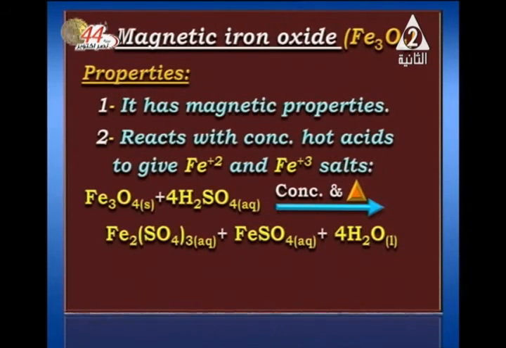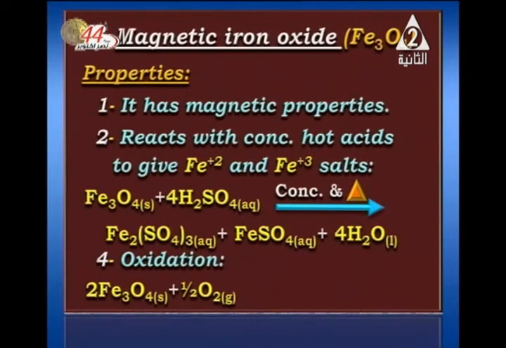My dear student, this equation proves that magnetic iron oxide is a mixed oxide, as it gives iron 2 salt and iron 3 salt. That means that magnetic iron oxide is a mixture of iron 2 oxide and iron 3 oxide. Here is the oxidation of magnetic iron oxide in air. As the equation proceeds on the screen, magnetic iron oxide plus oxygen gives iron 3 oxide.